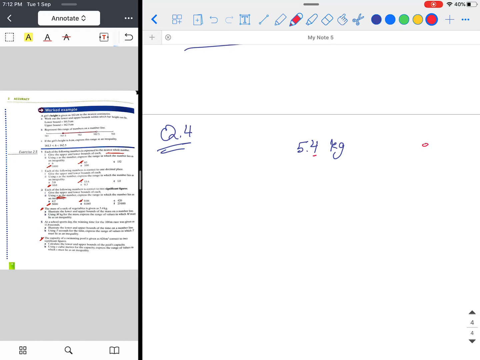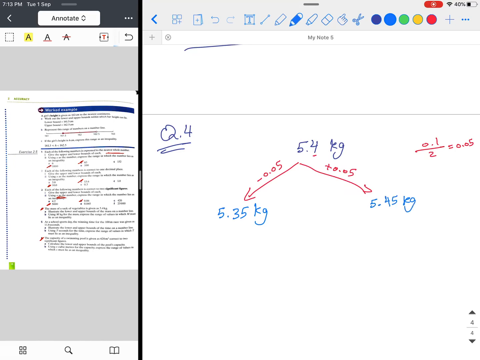Yeah, exactly, it equals 0.1. So you divide 0.1 by 2, you will get 0.05. So I will subtract 0.05 and add 0.05 to get the lower bound and upper bound. The lower bound will be 5.35 kg and the upper bound will be 5.45 kg.